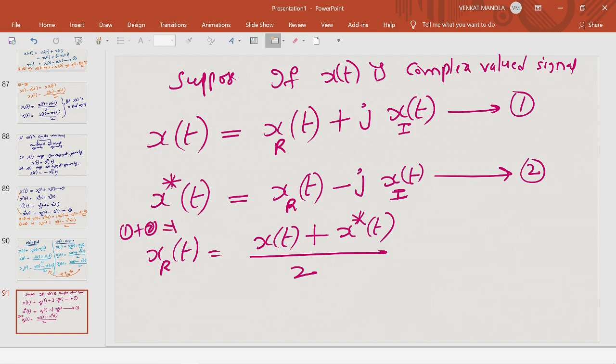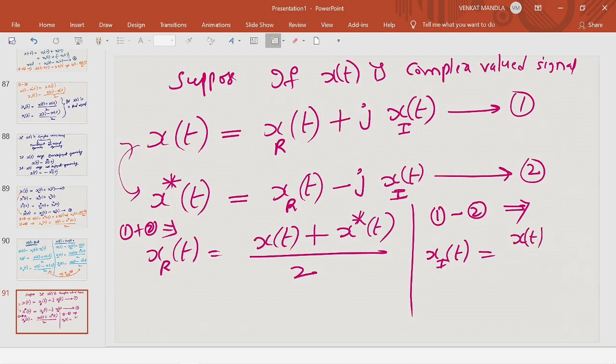Next, 1 minus 2. What do you get from 1 minus 2? The imaginary part is, here we have 1 minus 2, 2j times xi of t. So that is x of t minus x conjugate of t by 2j. Okay, this is important. This is the imaginary part of x of t.